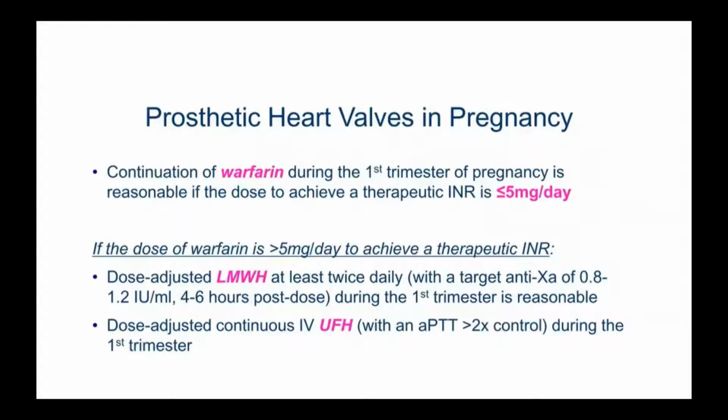If the dose of warfarin is less than 5 milligrams, you need to achieve the therapeutic INR. Then you have either to start the patient on low molecular weight heparin at least twice daily with a target anti-factor Xa of 0.8 to 1.2, 4 to 6 hours post dose, during the first trimester, which is reasonable, or continuous IV unfractionated heparin during the first trimester. So either one of them.